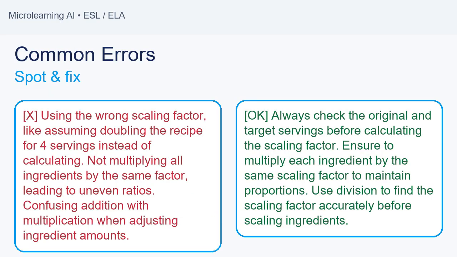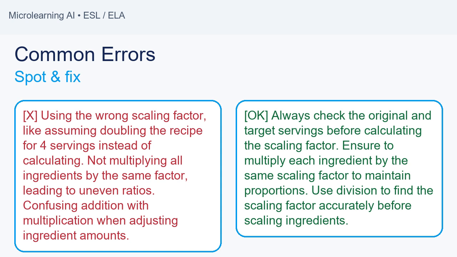Common mistakes include using the wrong scaling factor, like assuming doubling the recipe for 4 servings instead of calculating. Not multiplying all ingredients by the same factor, leading to uneven ratios. Confusing addition with multiplication when adjusting ingredient amounts.